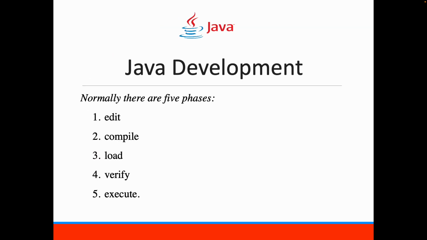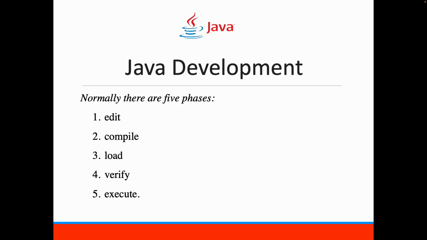And for Java development, we have five phases: edit, compile, load, verify, execute. So now again, this is another difference from Python. Python has this interpreter. What is an interpreted language? And what is a compiled language? Is there anyone who knows that? Any idea? Yes. A compiler executes all lines of code together, but an interpreter executes each line of code alone.